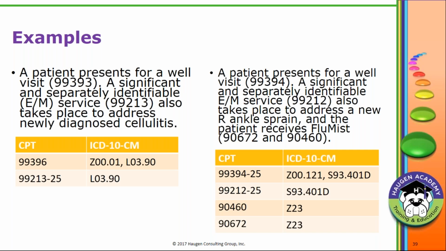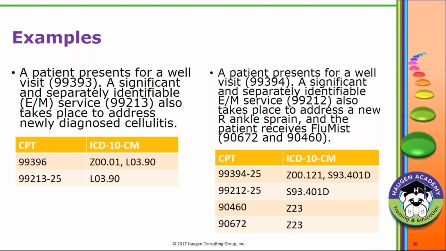The next example, the patient presents for a well visit, and this one's a 99394, and then they also address a right ankle sprain, and then they receive some vaccinations. So the vaccinations are coded separately, and then we're also going to code our E&M service. This one looks kind of funny because we have a modifier 25 on both, and that's because of the immunization. Most payers are going to require that if you're also coding immunization to be able to be reimbursed for both. So for the ICD-10 codes, we have the Z00.121, and then we have the ankle sprain. The ankle sprain is going to be linked to your E&M code, and then for your immunizations, we have the encounter for immunization.